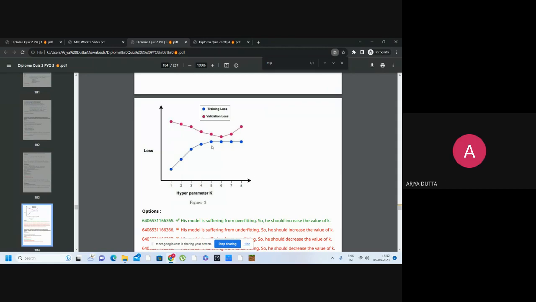Yes, I got that point. But I am not getting the point about overfitting. I've got the point that training loss is less, validation loss is more, so it is overfitting. If training loss is more, then it is underfitting. Okay, got it. That is the only guiding principle he is saying. Yes, I got it.